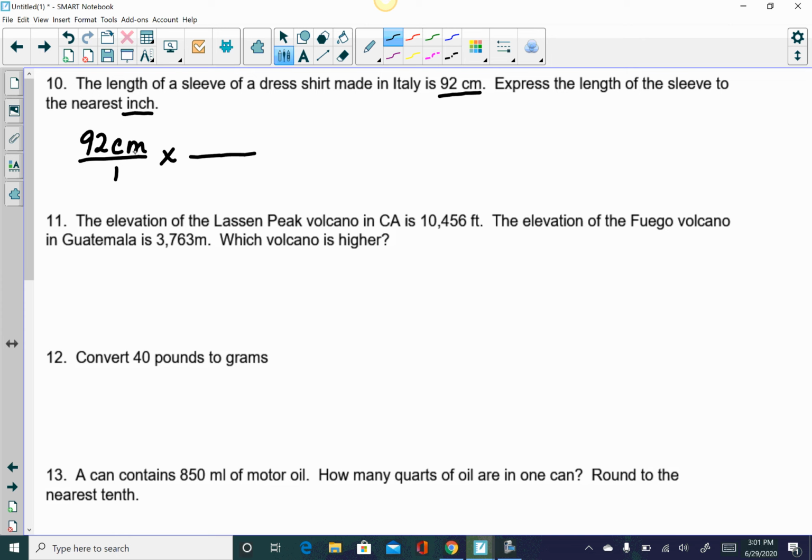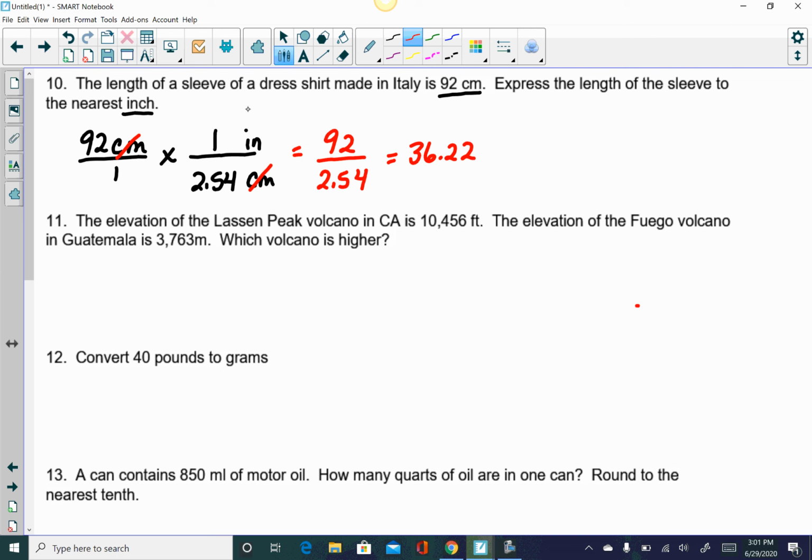So in order to get rid of those centimeters, we put centimeters on the bottom, inches up top. There are 2.54 centimeters. Since the 2.54 is associated with the centimeters, the 2.54 is on the bottom, in 1 inch. Then the centimeters cancel out. We multiply straight across, 92 times 1. On the bottom, 1 times 2.54. Then do our division here, and that would give us 36.22.